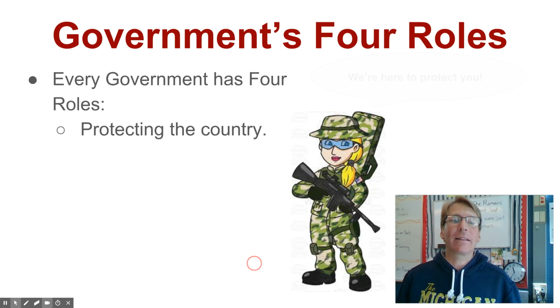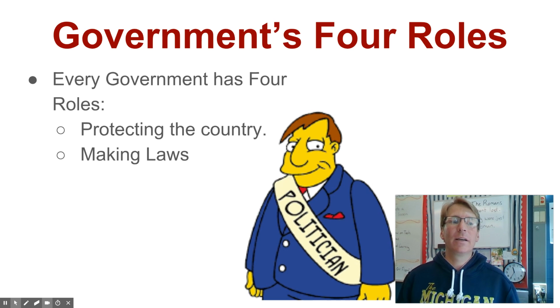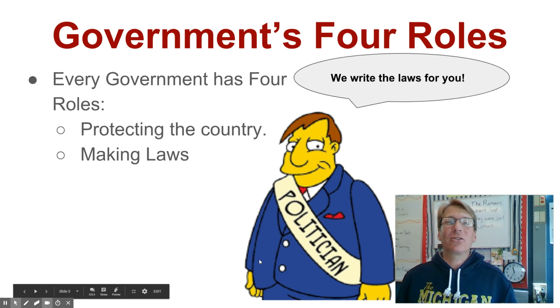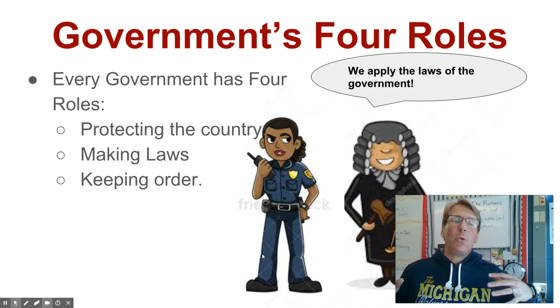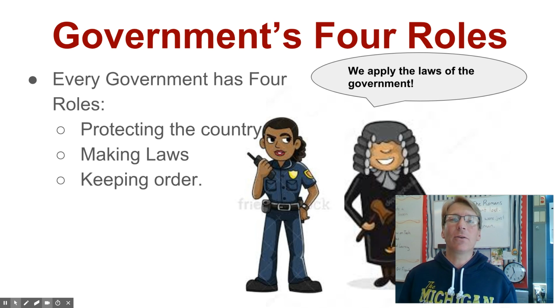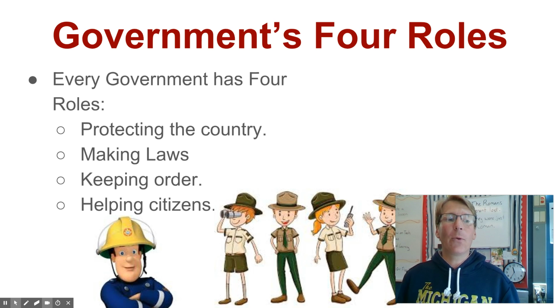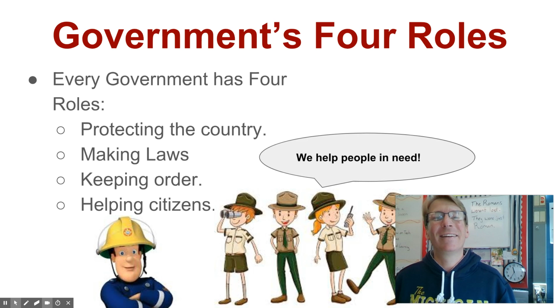First, they have to protect the country. If they're not here to protect you, they're not really your government. Second, they make laws. Politicians are elected to make sure that we have laws in our society. Third, they keep order. Want to make sure that the laws of the government can be applied to all citizens. And fourth, they are here to help the citizens. Those are the 4 main roles of government that we will be going over in today's lesson.